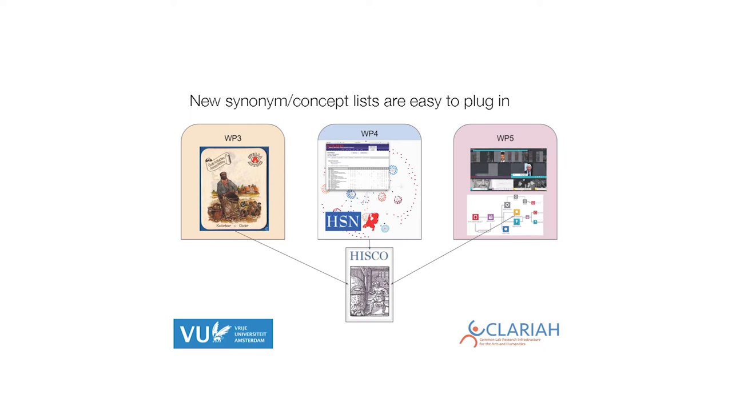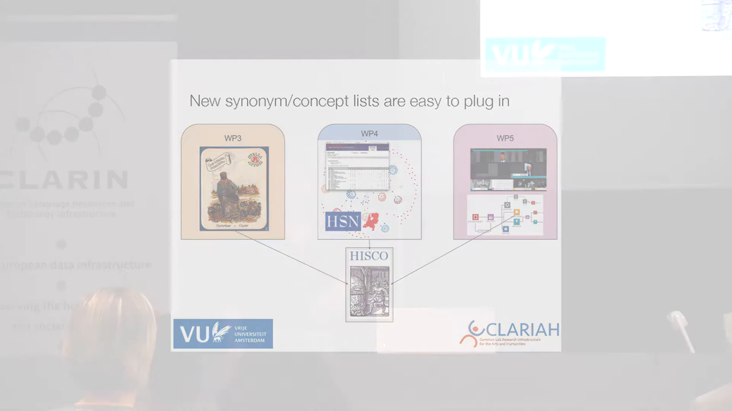And then we've got another work package, another pillar in the project, that does multimedia. They've got all the resources from the National Audiovisual Archives, and they might have videos or photos that mention the same occupations. And then we can actually also link across different types of collections with these things.